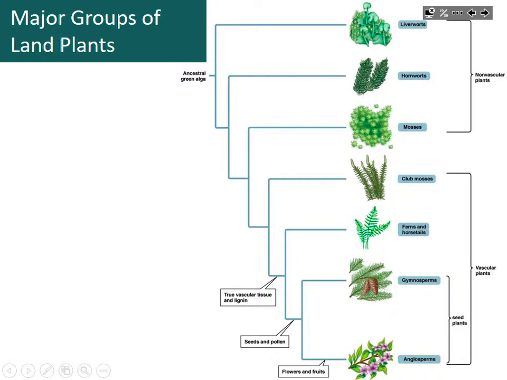And then we have club mosses, which get a little bit larger and more evident, then ferns and horsetails, and then gymnosperms and angiosperms. Kind of along this stair step, liverworts, hornworts, and mosses are all non-vascular. And then club mosses, ferns, and horsetails are all seedless. It's not until we get down here that we start to see true vascular tissue in the ferns, and then seeds and pollen in the gymnosperms and angiosperms.